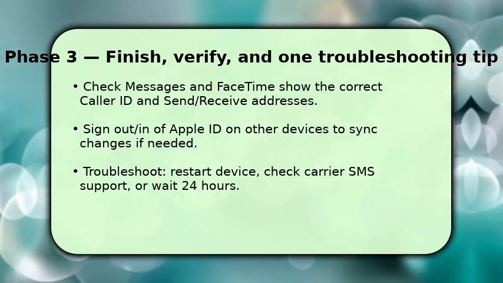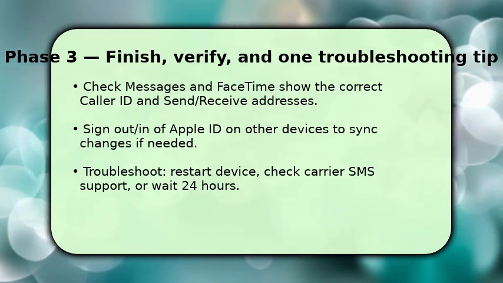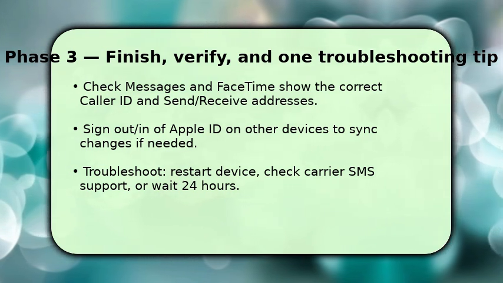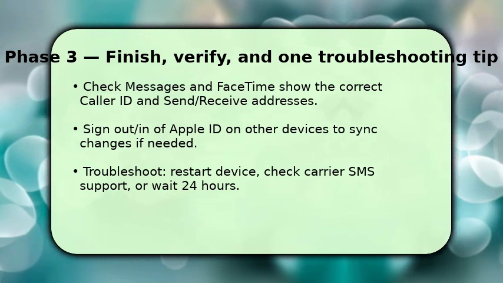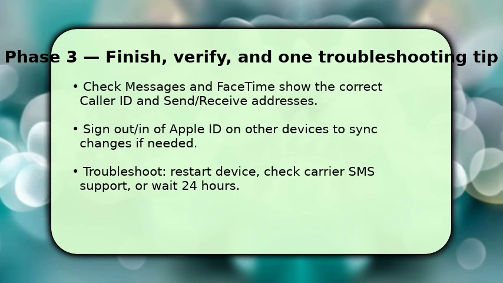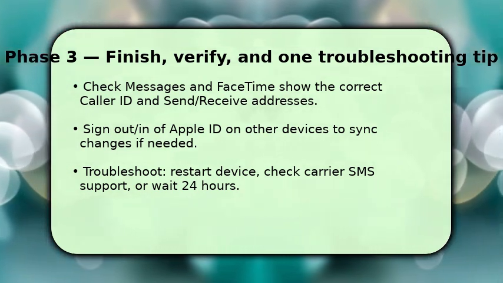If other Apple devices still show the old number, sign out and back into your Apple ID on them to force a sync. If something goes wrong, restart the iPhone, confirm your carrier supports the required SMS or activation messages, and then wait up to 24 hours for propagation. Many issues resolve after a restart or a short network delay.